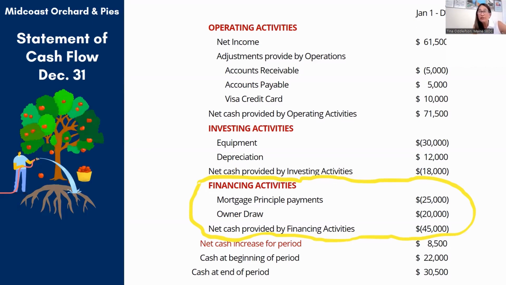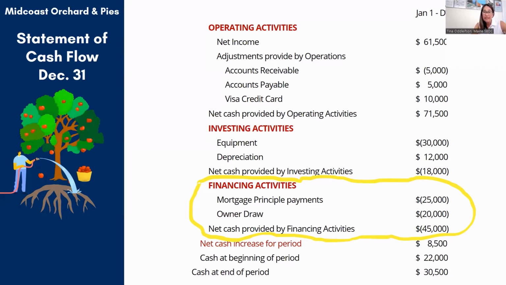Our owner also took out some money. Oftentimes with small businesses, owners are not employees of the business. The way that they get paid is just through the profits that the business generates. So owners can take money out. It's not an expense of the business though, because it's affecting the equity position. Remember, it's that part of the business that completely belongs to the owner. So they took out $20,000. It's not an expense. It's not reflected up here, but it came out of our bank account. So because of those two things, we lost $45,000 in cash.